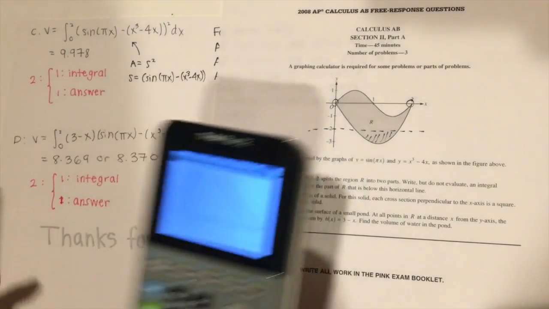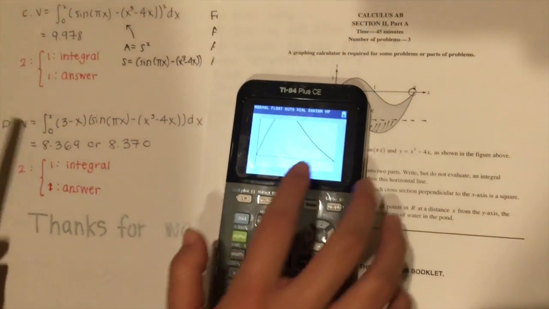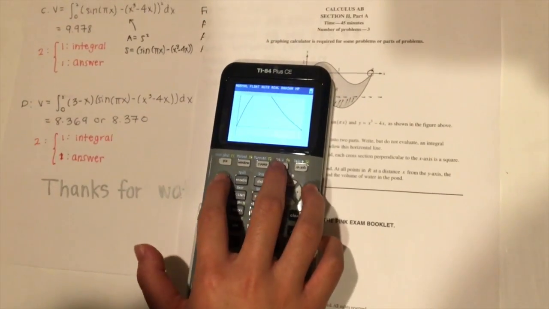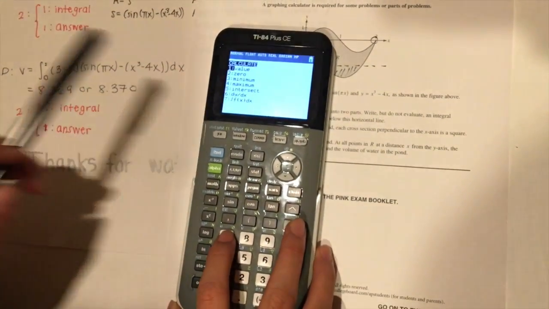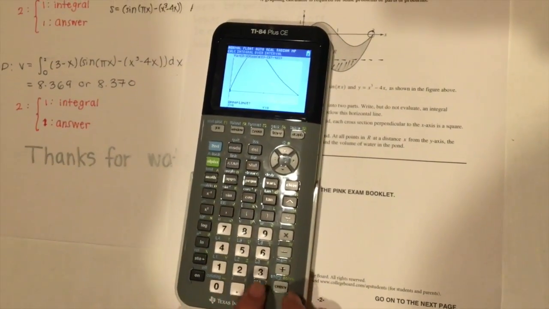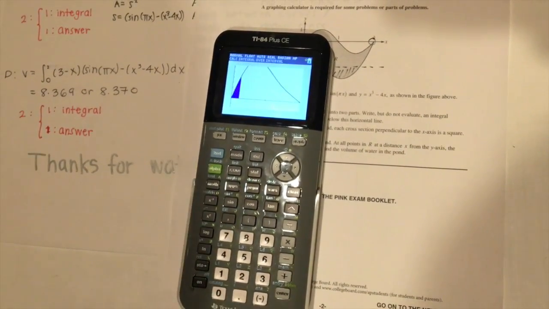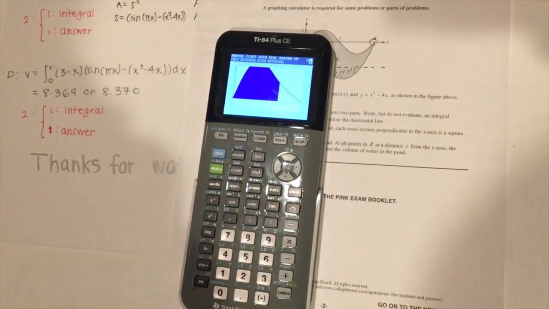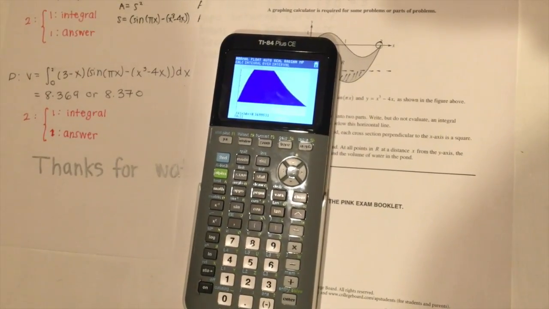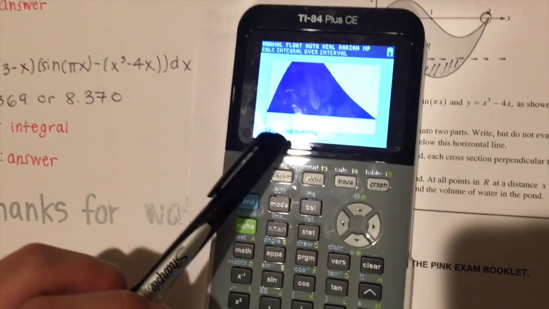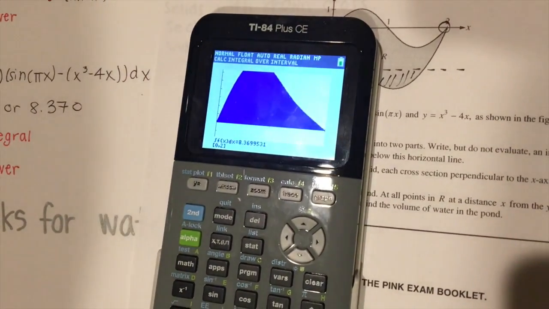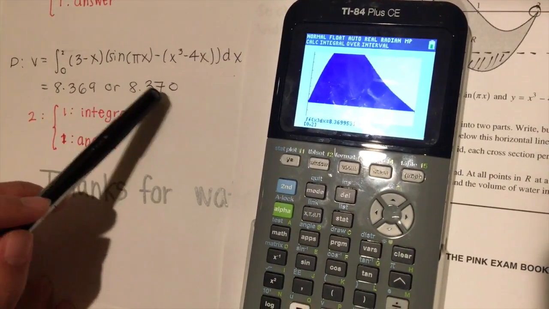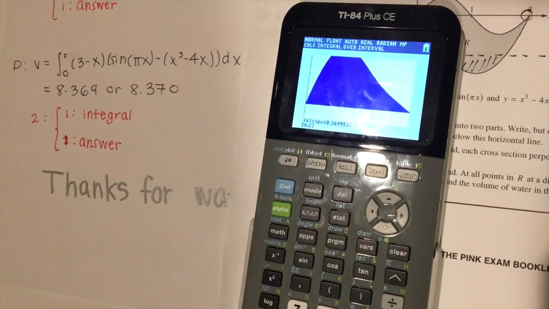So in order to find this, I already plugged this entire function into my calculator, and so now you just have to do calc and then go to 7 to do the integral, and your lower limit is 0, and then your upper limit is 2. And so now this will give you the volume of the pond. So as you can see here, it is 8.3699. So the College Board will accept 8.369 or 8.370 as an answer. So both of them are okay.